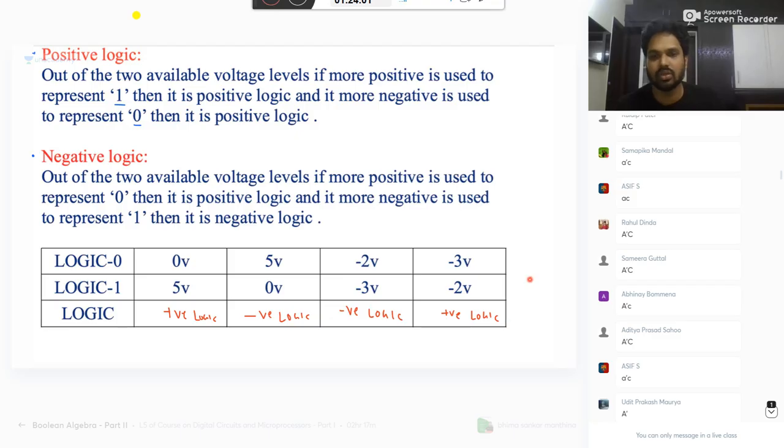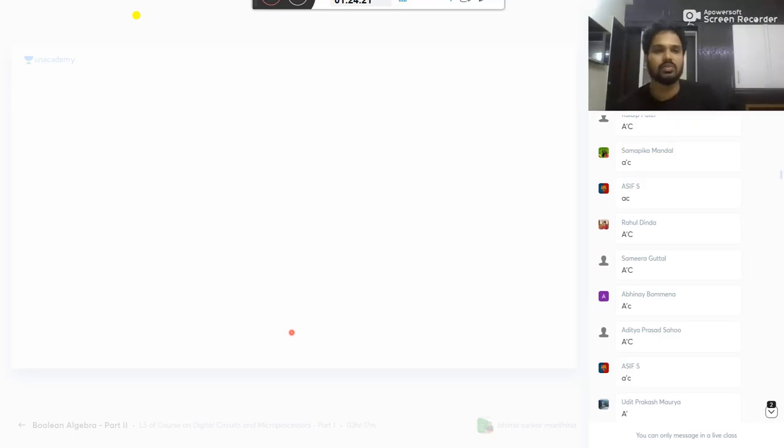So if you have a circuit, how you are taking ones and zeros at the output and input will tell you whether your system is working as a positive logic system or a negative logic system. Okay, is it clear now? Shall we proceed? Okay, let me proceed with the next one.